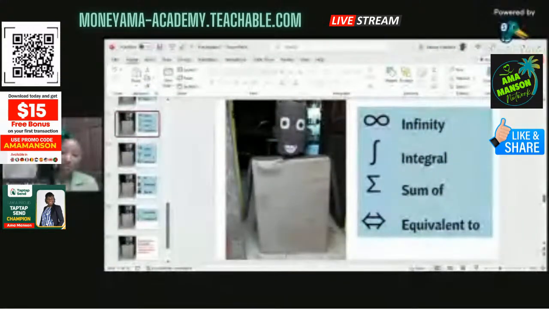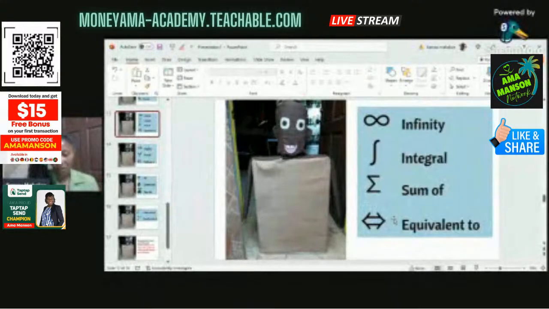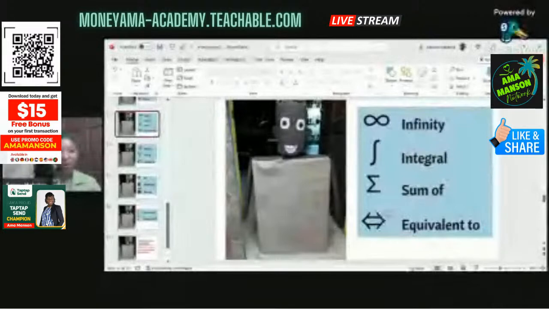Equivalent to, this is also the symbol for equivalent to, in addition to the wavy lines that I showed you earlier. And when things are equivalent, they are almost the same, or they can be considered along the same lines.